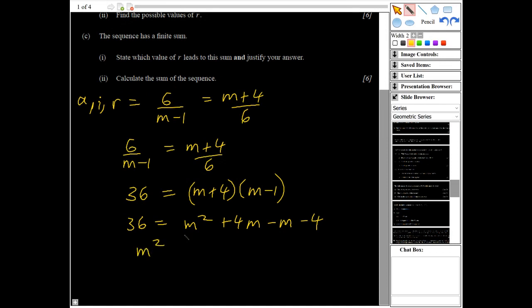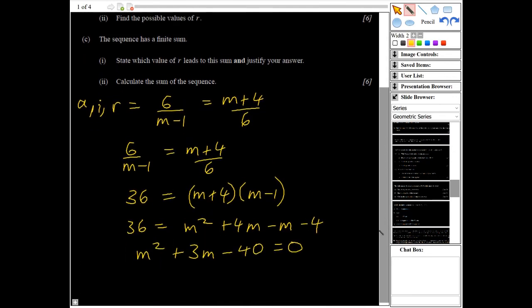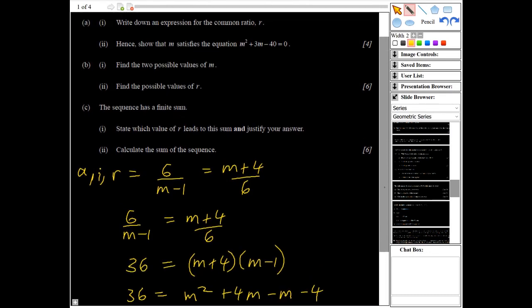So I'm going to have m squared plus 3m, because I've got 4m and take away 1m, and then I've got minus 4, and then minus another 36, so that will give me minus 40 is equal to 0. Hopefully that's what we're supposed to get. Yes, that looks right. Okay, so then it says find the two possible values of m.